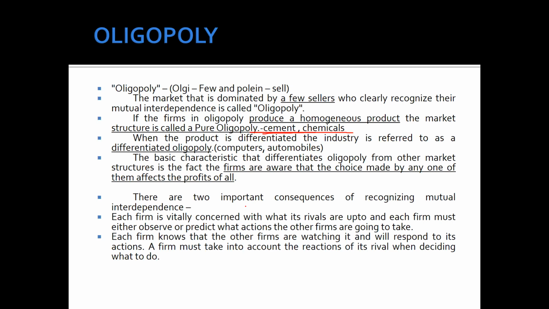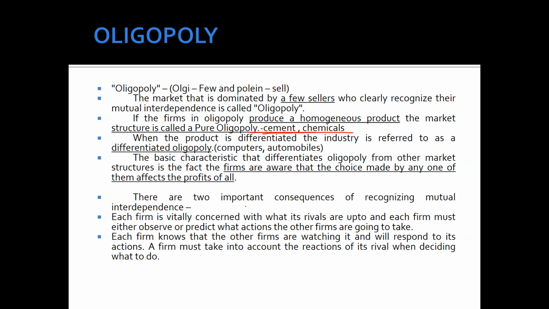There are two important consequences of recognizing mutual interdependence. Each firm is vitally concerned with what its rivals are up to, and each firm must either observe or predict what actions the other firms are going to take. Each firm knows that the other firms are watching it and will respond to its actions. A firm must take into account the reactions of its rivals when deciding what to do.